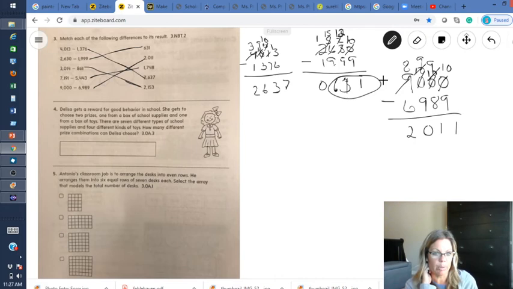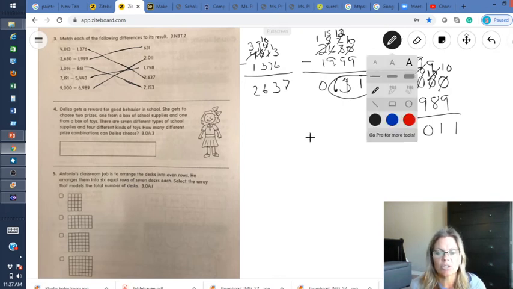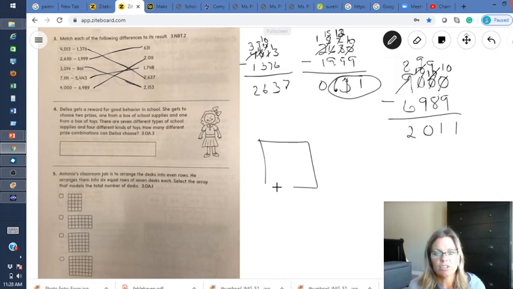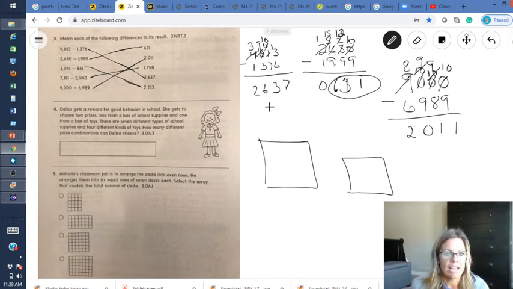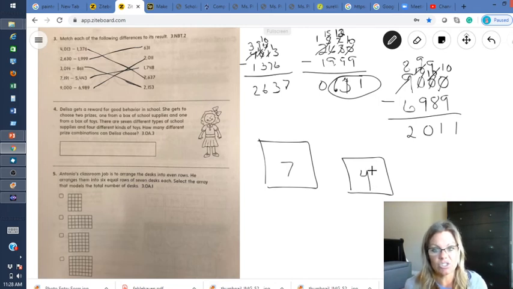Delisa gets a reward for good behavior in school. She gets to choose 2 prizes, one from a box of school supplies and one from a box of toys. So I'm just going to draw a picture right here. Here's her school supplies. Here's her toys. And she gets to choose 2 prizes, one from this box and one from this. There are 7 different types of school supplies and 4 different kinds of toys. How many different prize combinations can she choose?